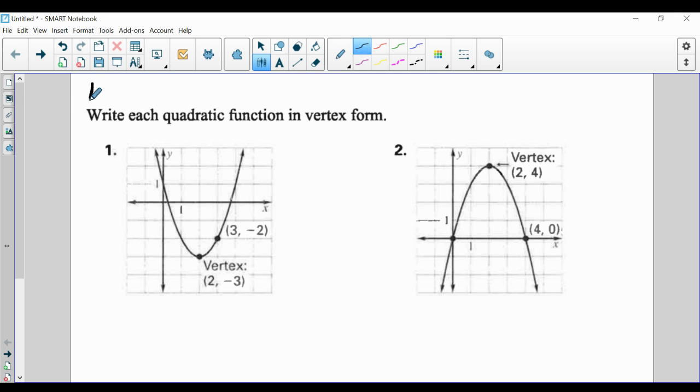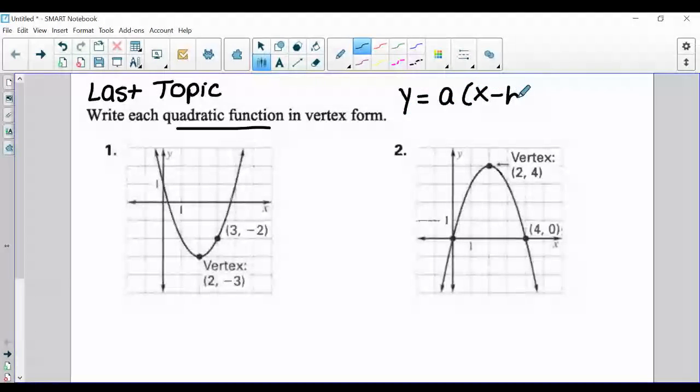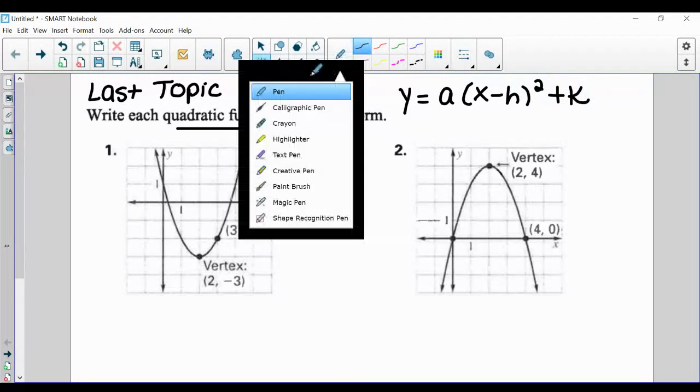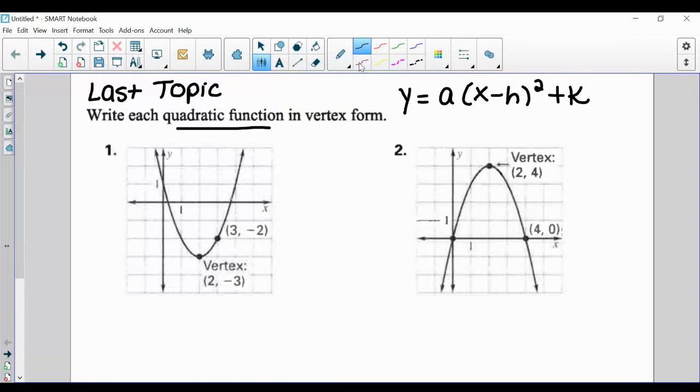So this is the last topic that I didn't get a chance to review with you. The last topic is to write the equation for a quadratic function in vertex form. The first thing you want to do is write down y equals a times (x minus h) squared plus k. And the values that we're looking for today are your a, your h, and your k, where (h, k) is your vertex.